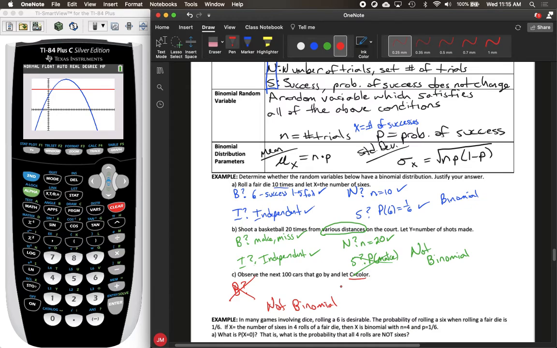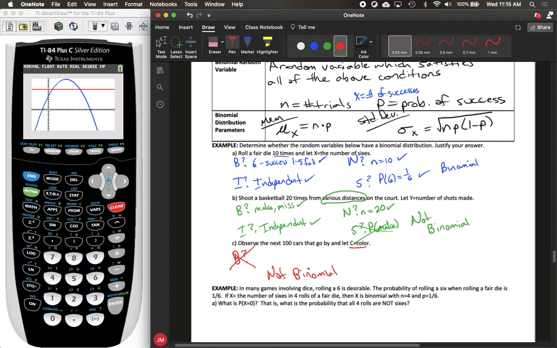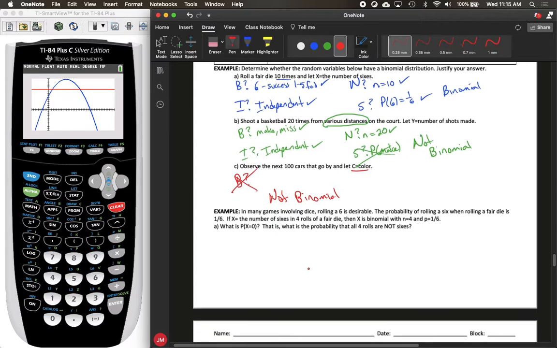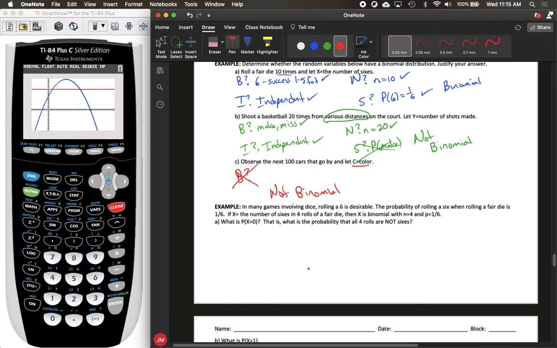All right. The rest of this section of notes is going to lead us to a formula that we'll be able to use to calculate binomial probabilities. In order to help us see that, we're going to look at rolling a dice. So in many games, when you roll a dice, rolling a 6 is desirable. Obviously, 6 is usually the highest number, so rolling a 6 is usually good. The probability of rolling a 6 when you're using a fair die is 1 out of 6.